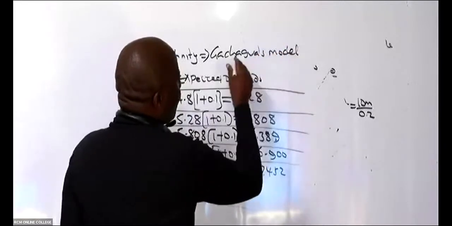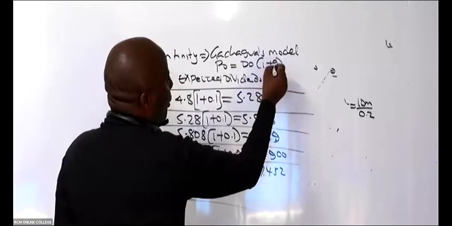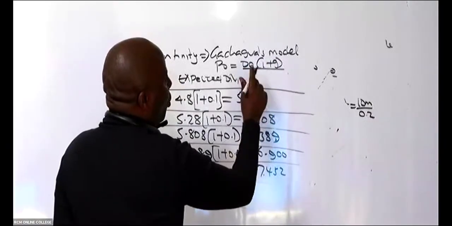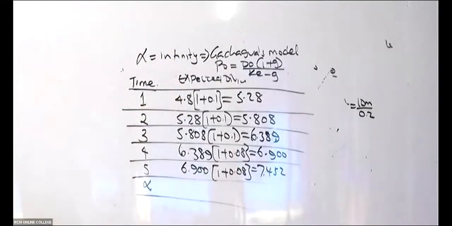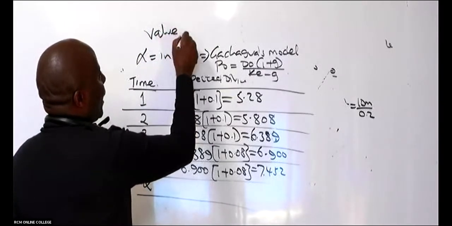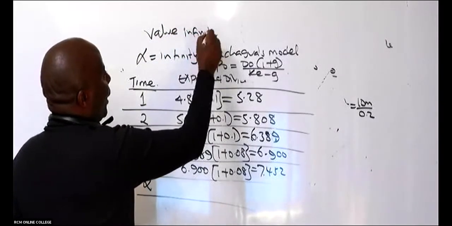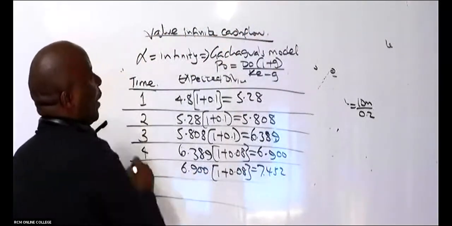And the 𝗃𝗏𝗃𝗏's model, our P0 will always be equal to D0 into 1 plus g all over Ke minus g. So I want to value the infinity cash flow. So the next step, let's value the infinite cash flow. How do we value it?